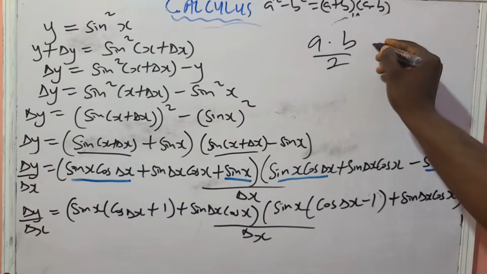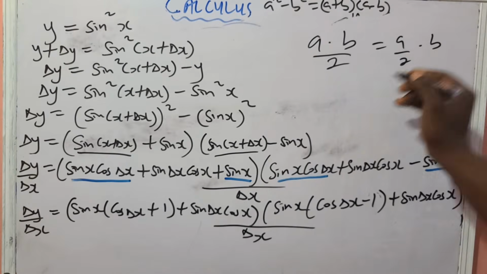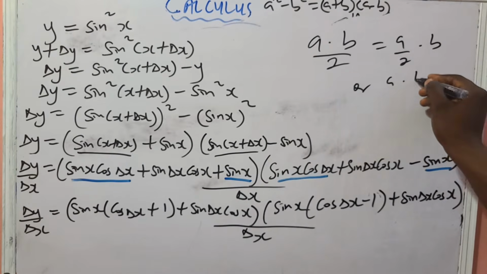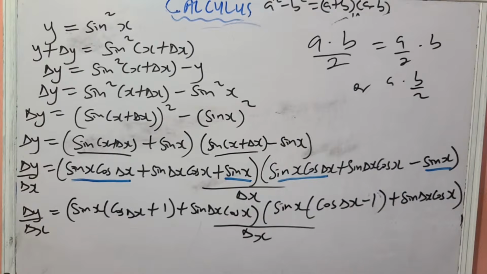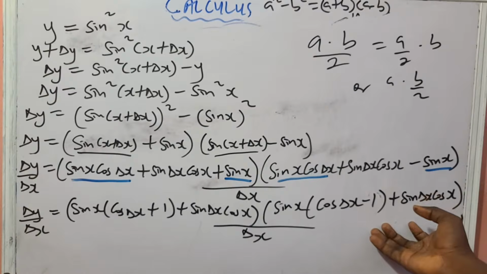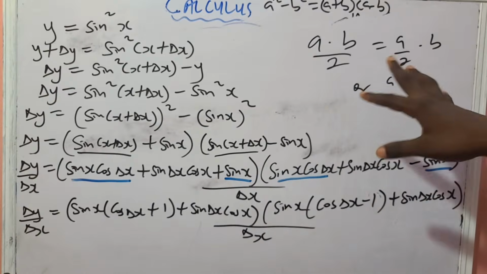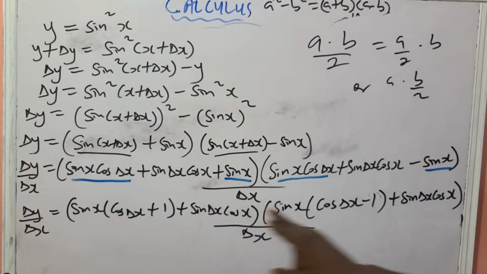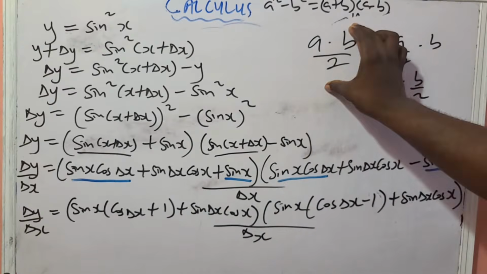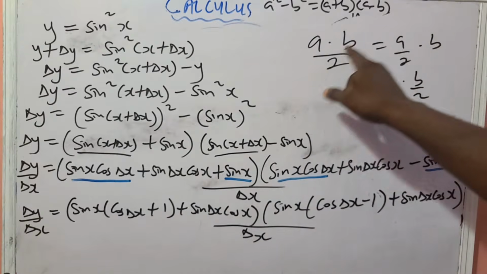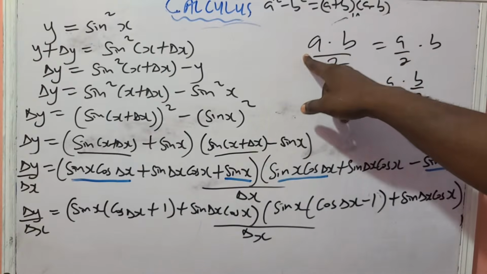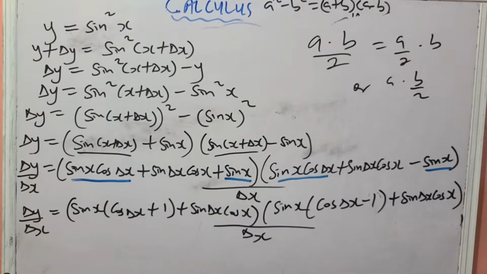I'm sure you know that I can write this as a over 2 times b, or I can write this as a dot b over 2. It's still the same thing. So what I want to do is hold this change in x with any one of them. I'll be holding with this one. This is this times this over change in x. I can decide to do it like a over 2 times b, which is still correct. I can say a times b over 2, which is still correct. Whichever way you pass through, you are still correct.